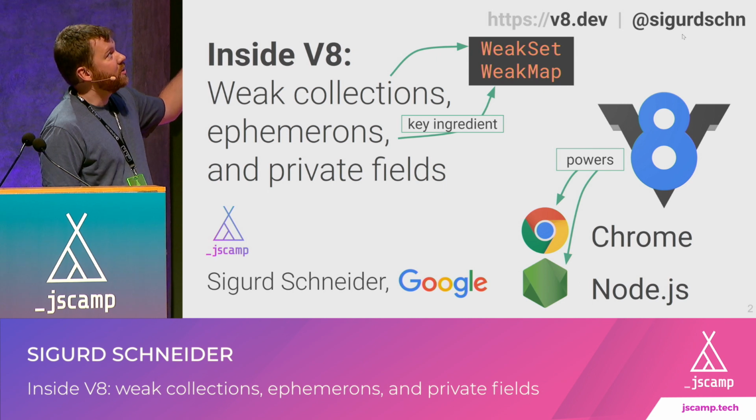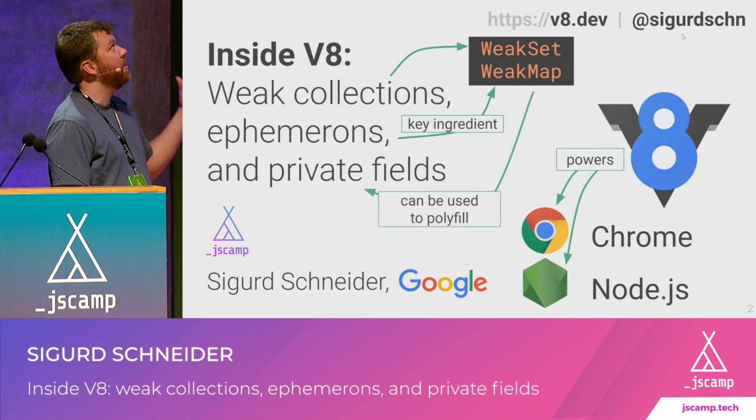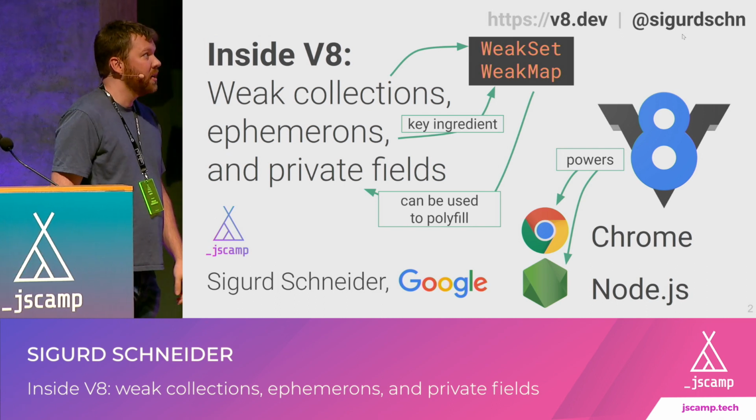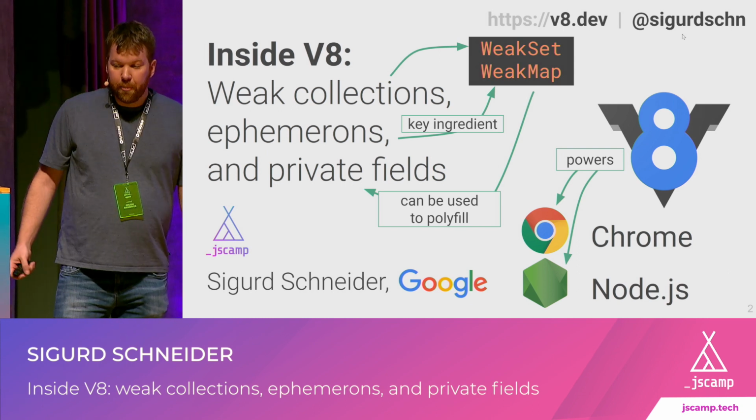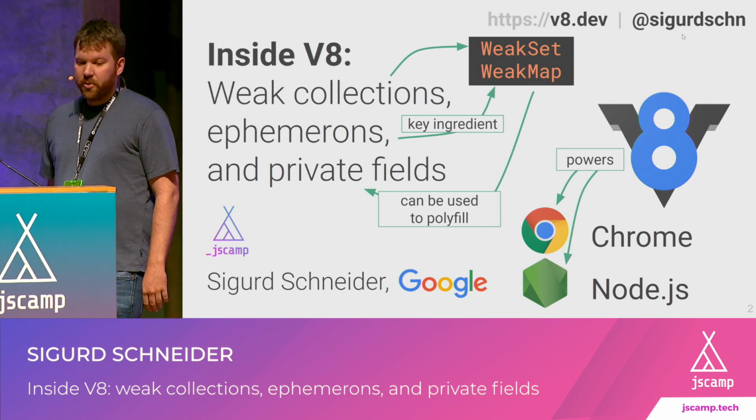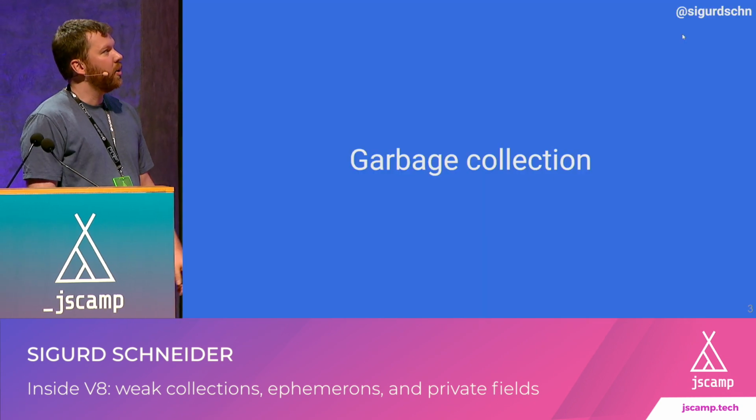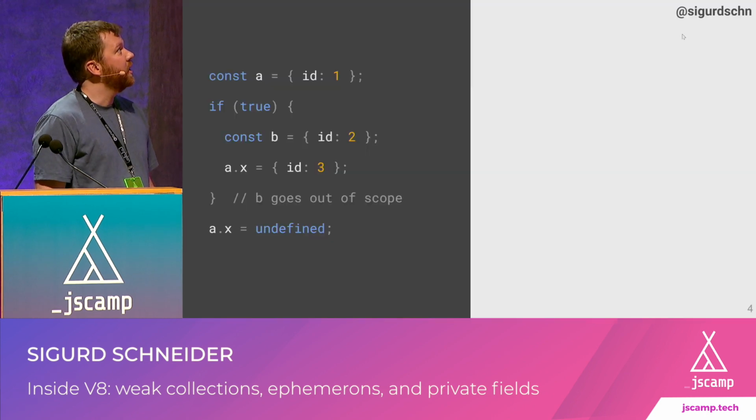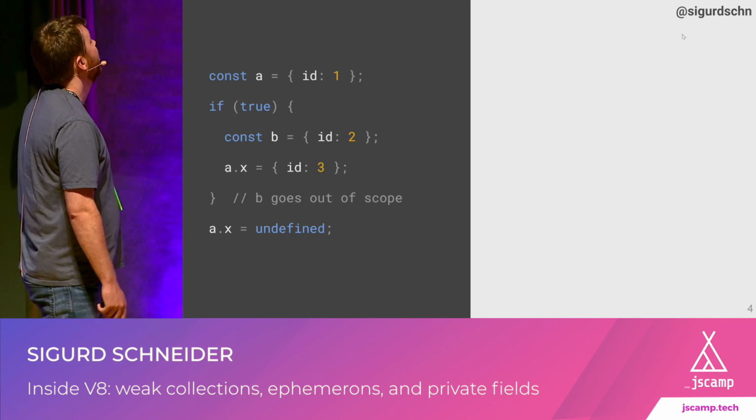And private fields are related to this because you can use weak maps to emulate private fields, to polyfill private fields, if you don't have an implementation available. But before I can explain all this to you, I have to give you a 20,000 miles overview about how garbage collection works. And for this, I want to walk with you through this program.